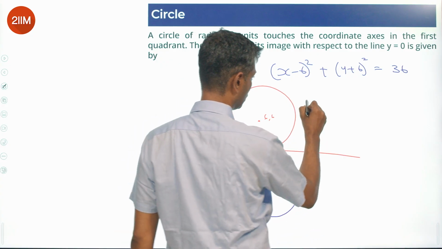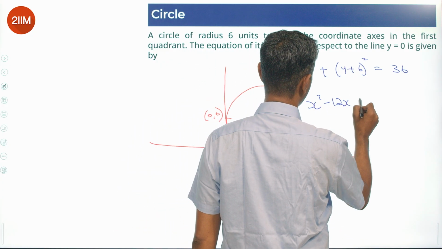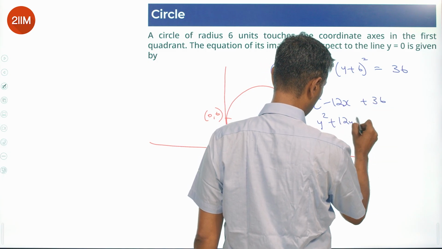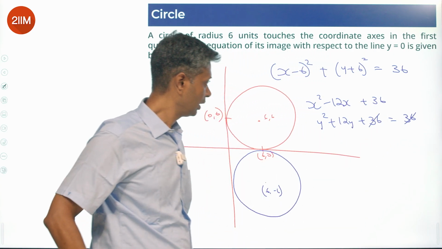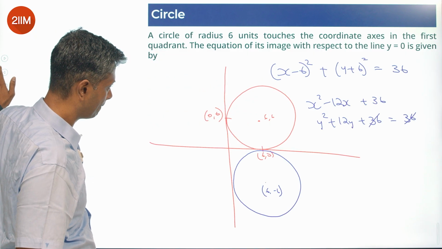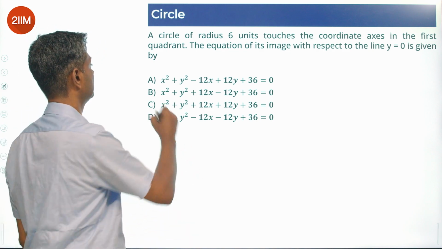6 square, x square minus 12x plus 36 plus y square plus 12y plus 36 equal to 36. X square plus y square minus 12x plus 12y plus 36.